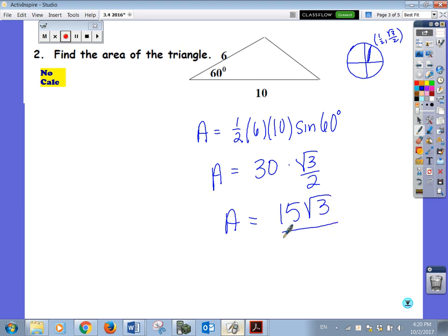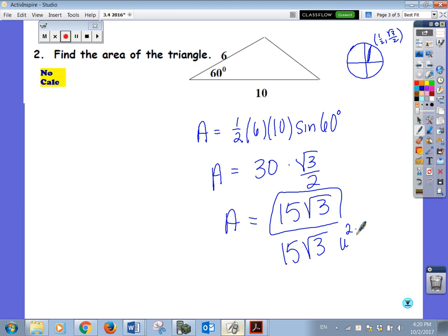There are no units, so you can say that, or you can say 15 root 3 U squared if you want. Me, Miss John, personally, it does not matter if you leave it blank or put U squared or units squared on a problem where units are not given. But be sure to follow your teacher's direction on that unit.